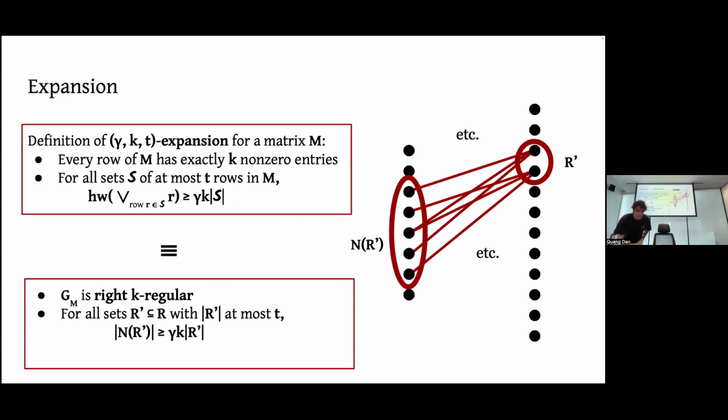Okay, and indeed, if we look at our matrix definition and translate it into this graph interpretation, we can see that the two conditions, the first condition about M having exactly k non-zero entries per row, just means, like I said, that the graph GM is right k regular. And now the expansion condition just translates to saying that any small enough subset R prime of the right vertices should have a very large neighborhood on the left side.